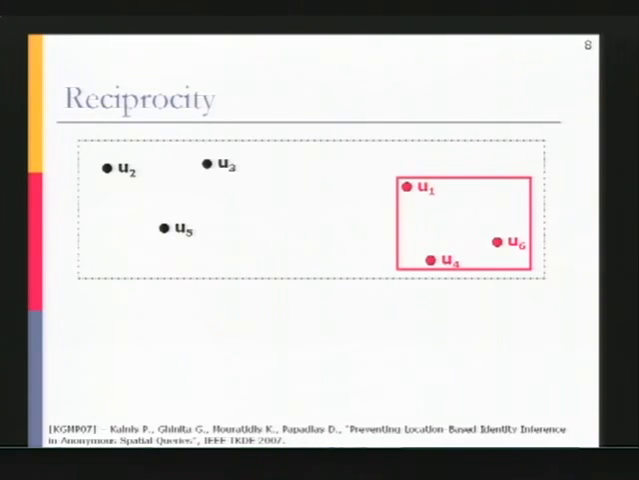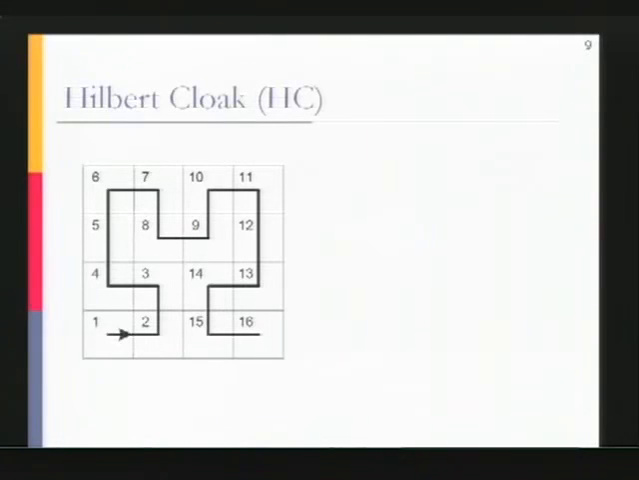So the challenge here is that we need to partition the set of users into disjoint sets. Each set must have at least k users. And also we have an optimization goal of minimizing the sum of ASR areas, right? Why? Intuitively, the cost of the query processing is proportional to the area. So the solution proposed was a heuristic. This problem is NP-hard, even in 2 dimensions, right? Finding an optimal solution. So the heuristic proposed was based on fractals, dimensionality mapping.